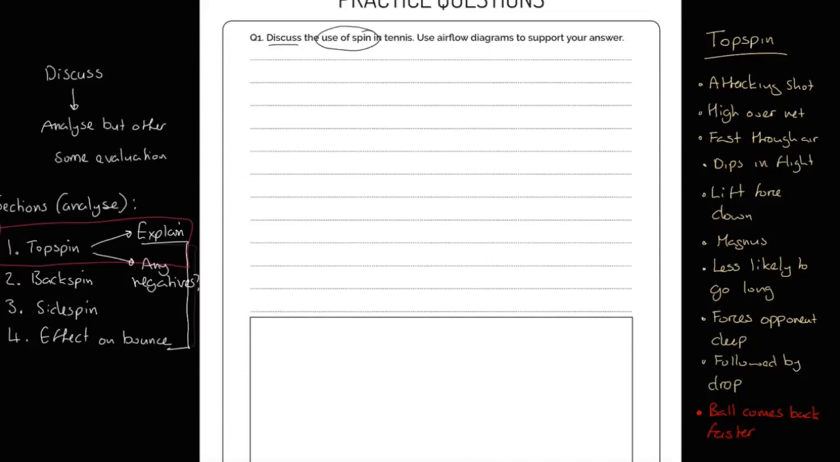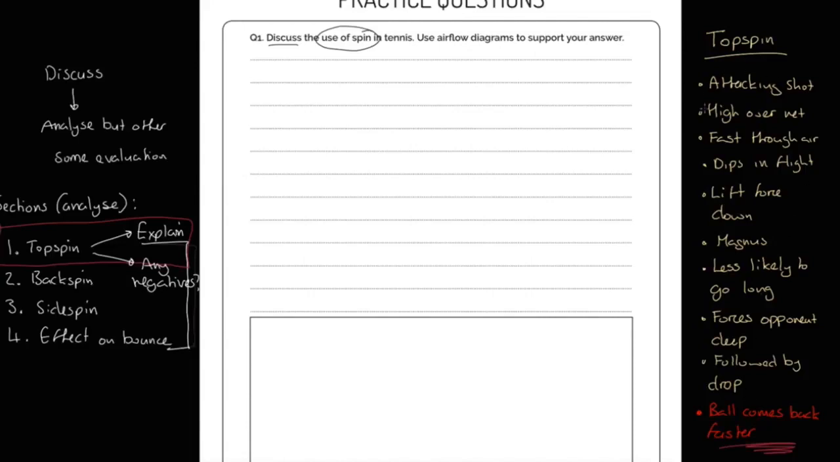But there is a negative, so I want to put a bit of evaluation in. The negative is this one. The harder you hit the ball using topspin, you can hit it really powerfully, but of course the ball's going to arrive at your opponent with lots of velocity. So of course when they hit it back at you, it's going to come back at you fast as well. So that's a negative there.